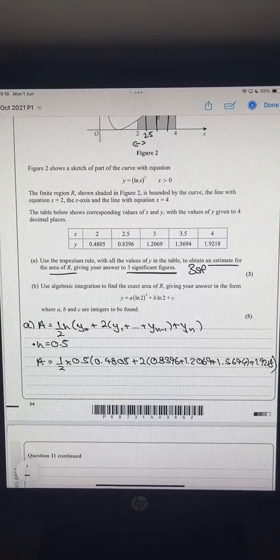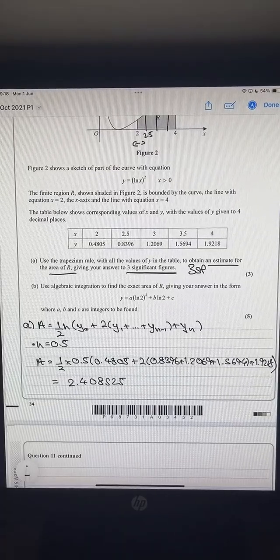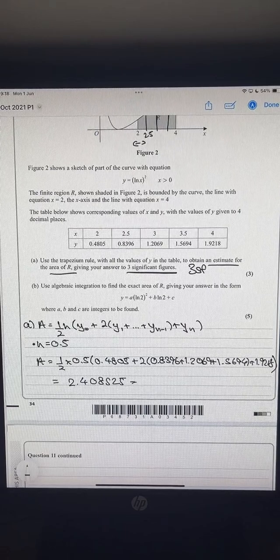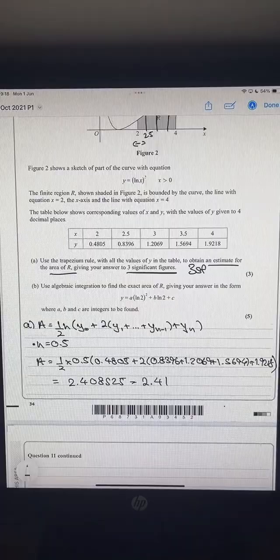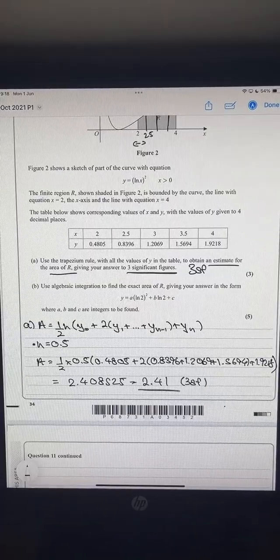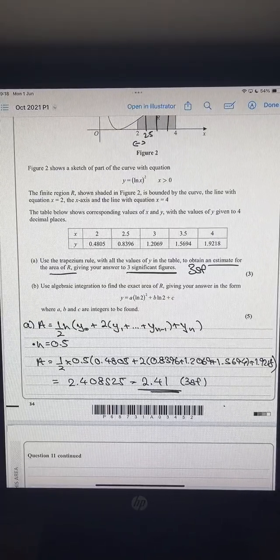Yep. And if you put that into your calculator, I get 2.408525, and then I write out my full answer, or as much as possible, and then I round just in case I have a rounding error. And I want it to 3 sig figs, so that's 2.41 to 3 significant figures. That is the trapezium rule.